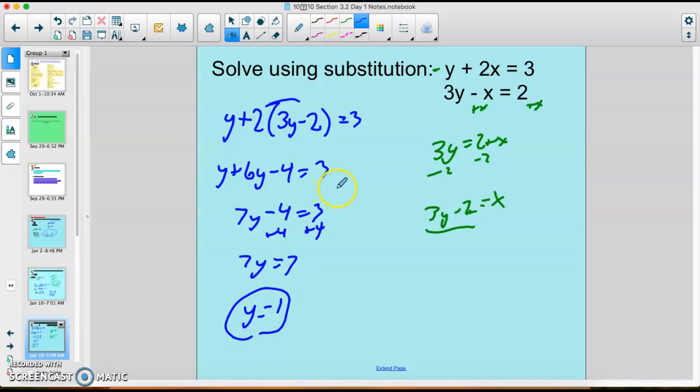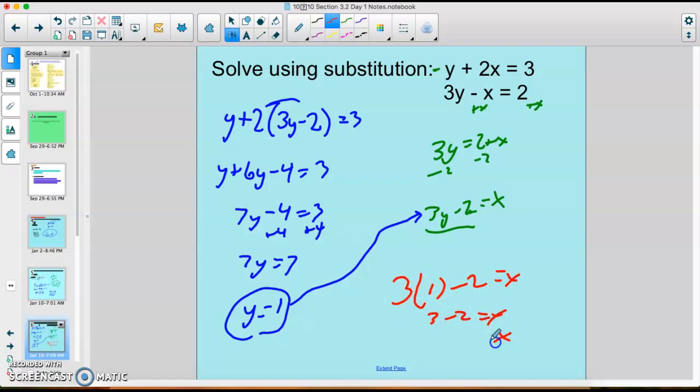Again, that's half my answer. Now, since I'm trying to find x, I might as well use this formula right here. You could plug it back up into these formulas, and that's fine. It's just more work, and this is a little bit faster. So 3, my y is 1, minus 2. That'd be 3 minus 2, so x equals 1 as well. So my final coordinate point is 1, 1.